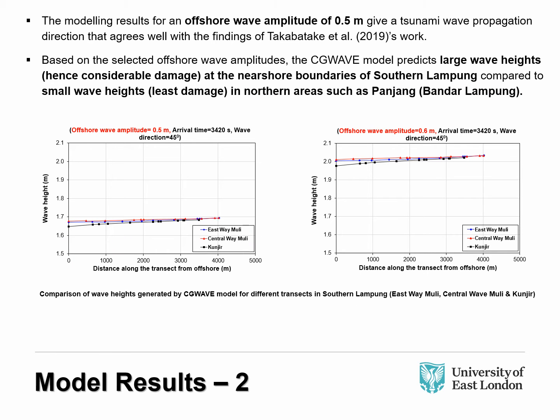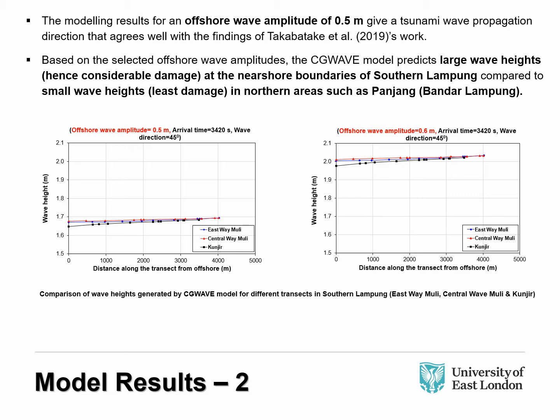The modeling results of an offshore wave amplitude of 0.5 meters give a tsunami wave propagation direction that agrees well with the findings of Takabatake et al.'s 2019 work. Based on the selected offshore wave amplitudes, for example 0.5 and 0.6, the CG wave model predicts large wave heights, hence considerable damage, at nearshore boundaries of Southern Lampung compared to the small wave heights, least damage, in northern areas such as Banten.